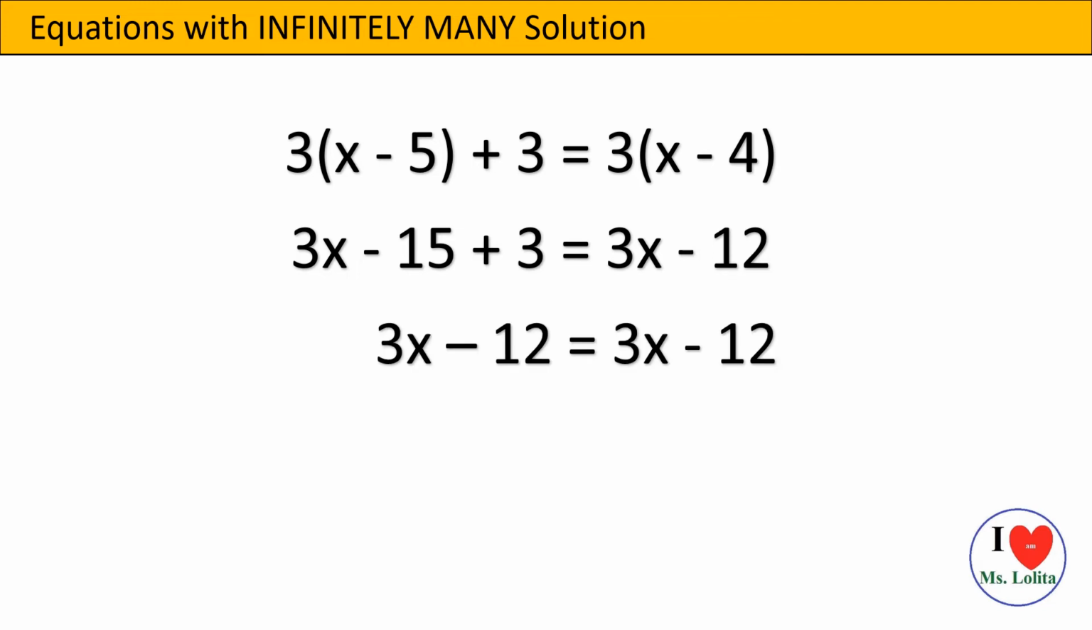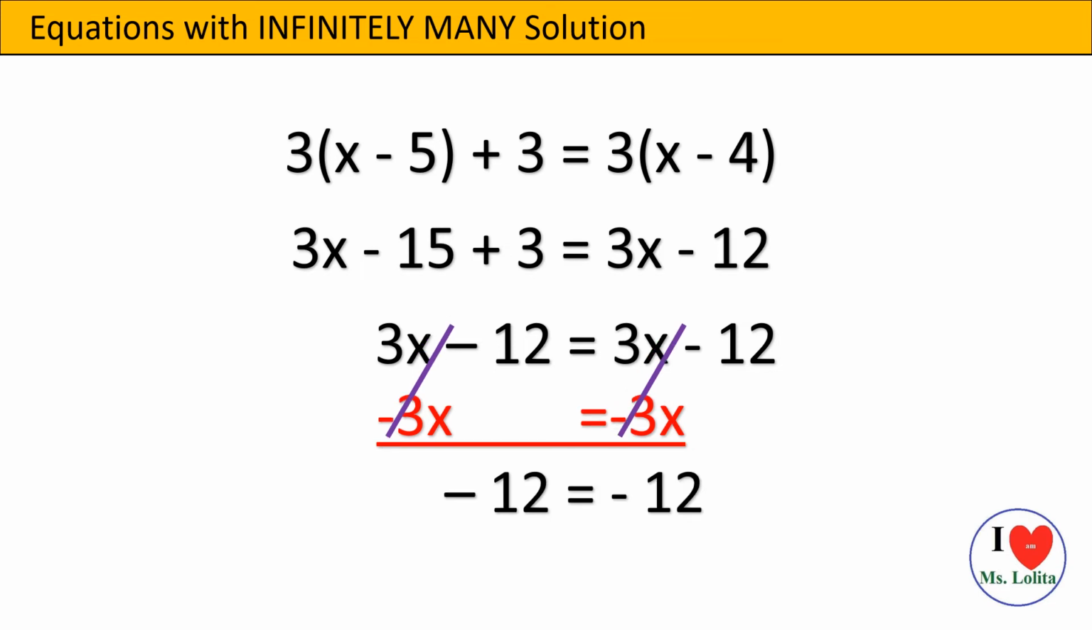Let us simplify first the constants on the left side of the equation, which is negative 15 plus 3. And it will give us negative 12. Therefore, the equation will give us 3x minus 12 is equal to 3x minus 12. We have the same variables on each side of the equation, so we can just subtract 3x on both sides of the equation. So, we can cancel out the 3x on both sides of the equation. And it will give us negative 12 is equal to negative 12.